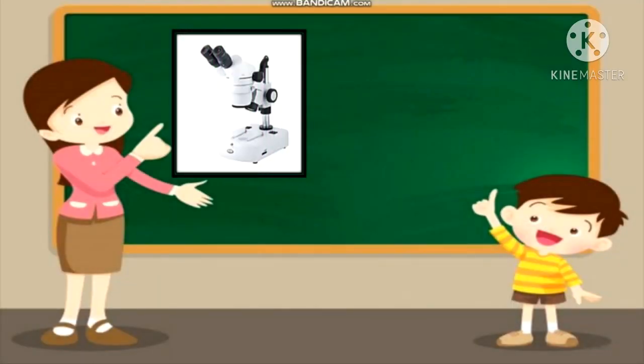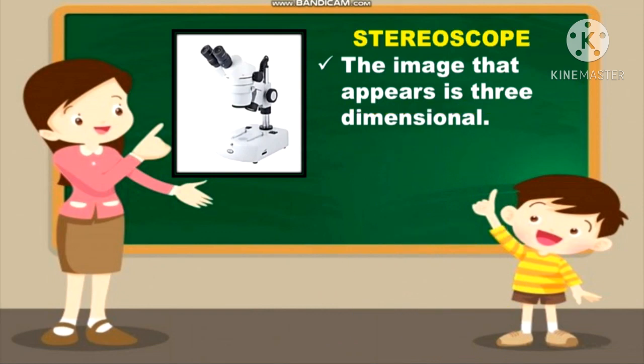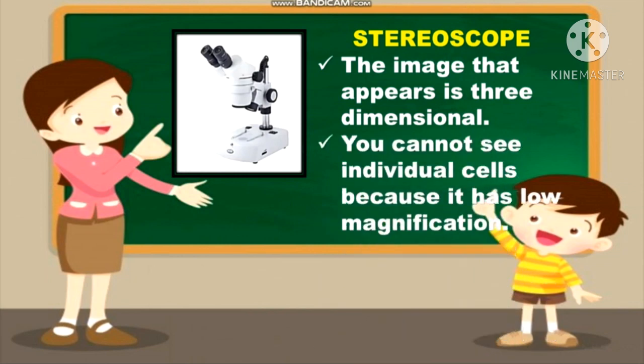Next, we have here stereoscope, also called dissecting microscope. A dissection microscope is light illuminated. The image appears in three-dimensional, and it is used for dissection to get a better look at the larger specimen. So you cannot see individual cells because it has low magnification.